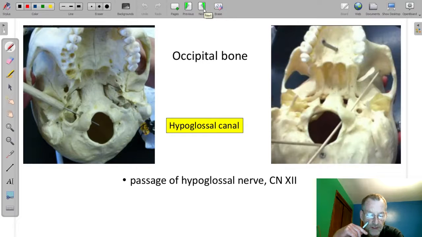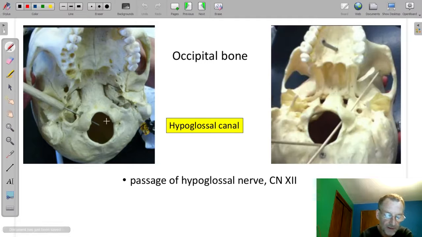And here is another feature of the occipital bone that I want you to know. It's the hypoglossal canal. So you need to get oriented. Inferior view, there's the foramen magnum. Here is our palate and the median palatine and transverse palatine suture. So you're getting yourself oriented. You know that this is the occipital bone.